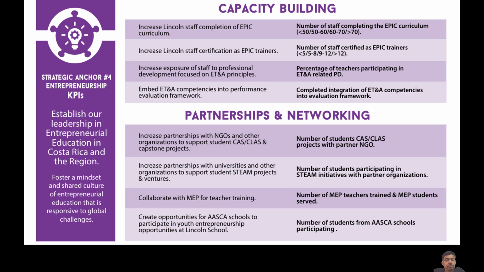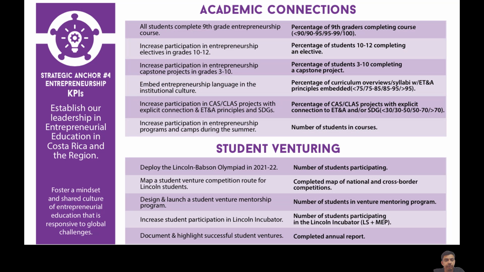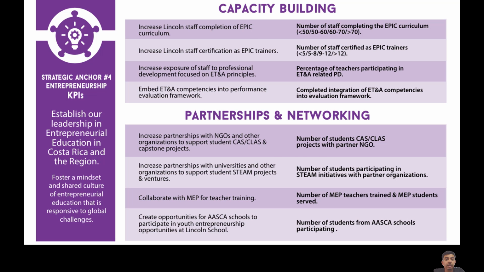Collaborate with the public education ministry in order to train staff or teachers who would, in their time, be providing the entrepreneurship class for students outside of Lincoln School. So once people are familiar with the strategic anchor and how to measure how close we are to where we want to go, by understanding the KPIs and how we are measured, okay?